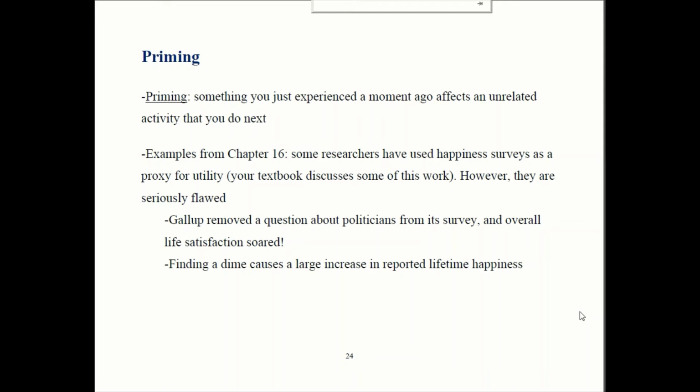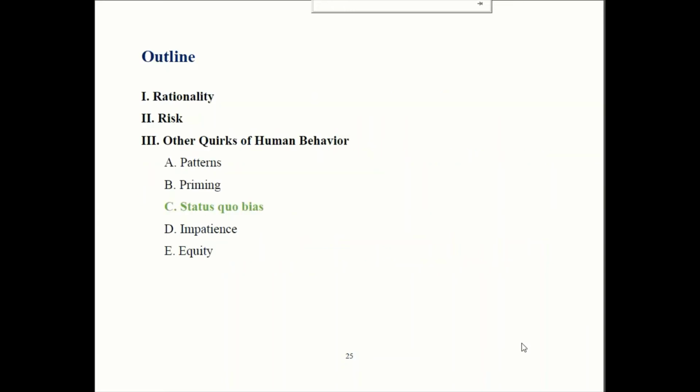So a dime shouldn't matter a whole lot for your overall lifetime happiness. When you graduate, you'll be making money that's probably tens of thousands a year. So an extra 10 cents in your lifetime, that's not going to matter a ton. However, lifetime happiness soared when people found another 10 cents. They're not really telling you lifetime happiness. They're telling you that they got some extra happiness from this unexpected joy. So priming, this finding of 10 cents, influenced their next choice about their happiness survey. So people often let recent events influence them on things that are unrelated. So that's another quirk of human behavior.